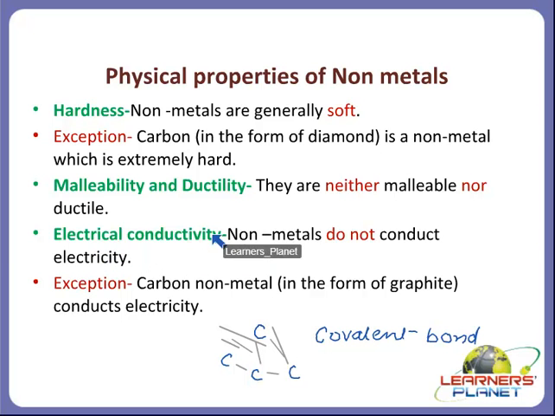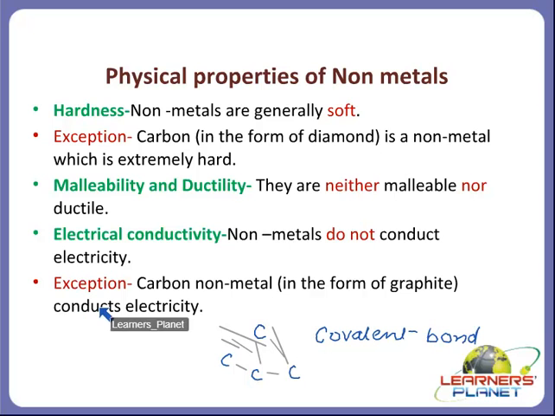Then electrical conductivity. Non-metals do not conduct electricity. And when we were discussing the physical properties of metals, I told you that metals conduct electricity because they have free electrons. They have either 1 or 2 or maximum 3 electrons in their valence shell. Whereas non-metals have 4 or 5 or 6 electrons in their valence shell. Am I clear? Or even 7. So they are not that free, so they do not conduct electricity.